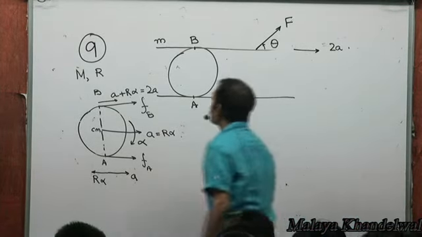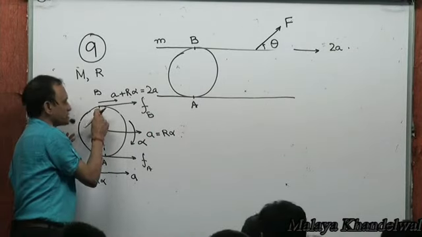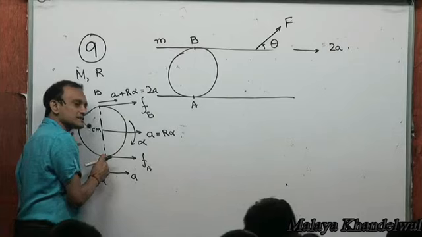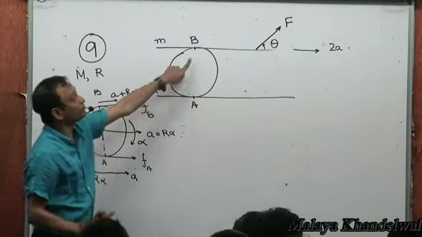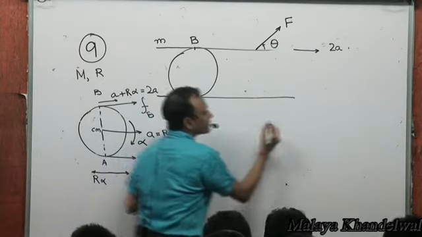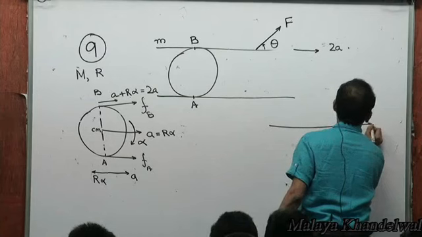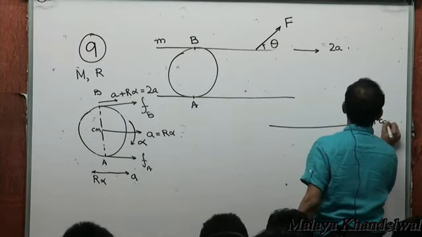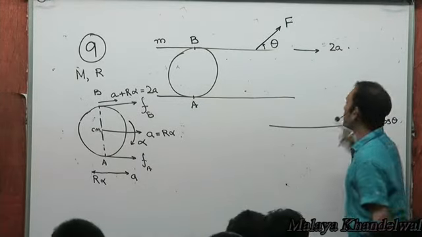Now, of course, there is mg and N, also there is a normal reaction at B and a normal reaction at A. But since it's not important, I'm not representing the normal reactions, right? Now, the Planck side of the story: there is an F cos theta, which is relevant. I'm not putting up F sin theta, okay?